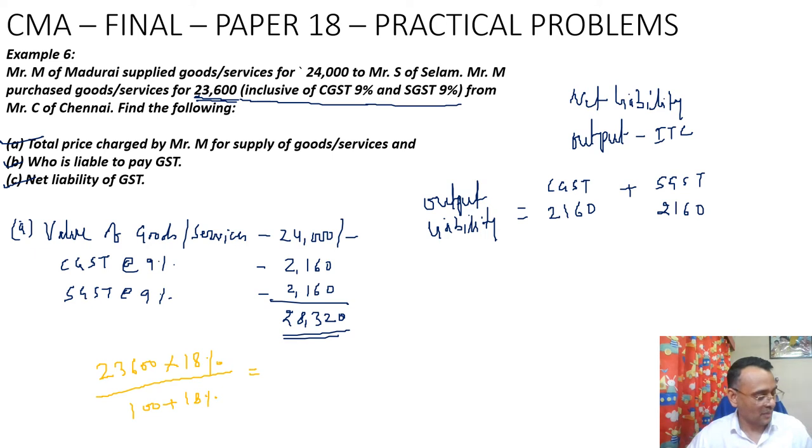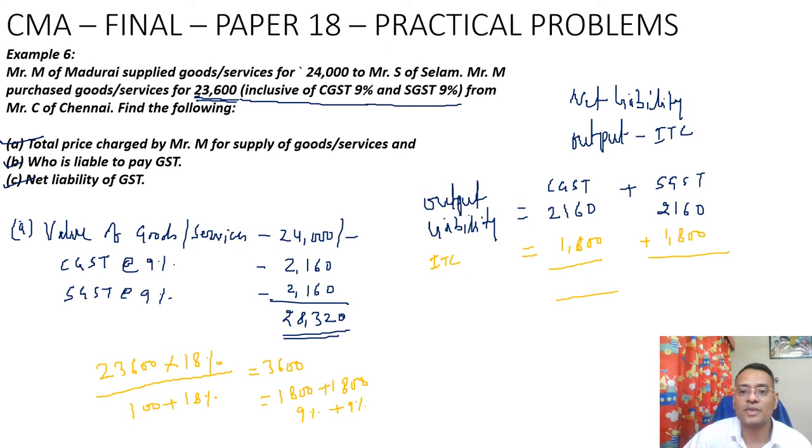So total will come 23,600 into 18% divided by 118%. So the tax amount is 3,000 rupees. Again, this is 18%, so this will be 9%, 1,800 plus 1,800, that is 9% CGST, 9% SGST. So your ITC available is 1,800 of CGST plus 1,800 of SGST. So net GST liability, which is to be paid in cash, is 360 rupees by Mr. M. So that liability is to be paid in cash.